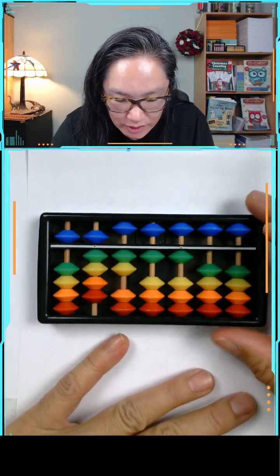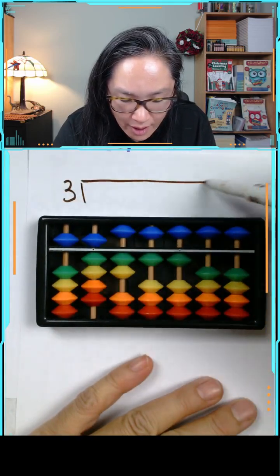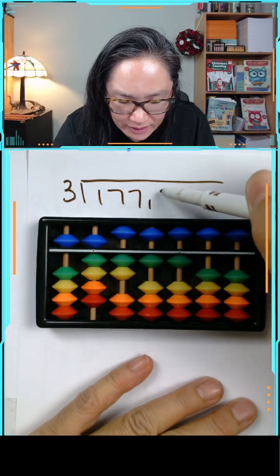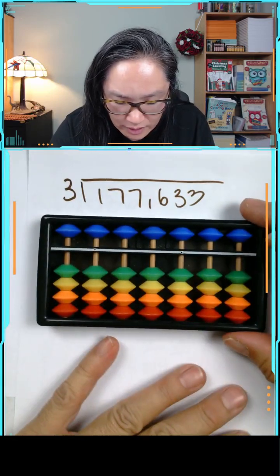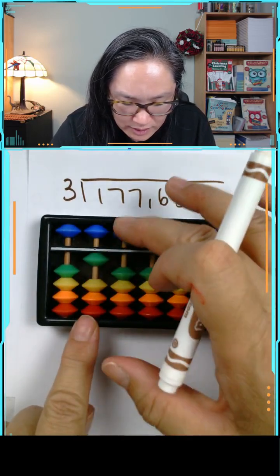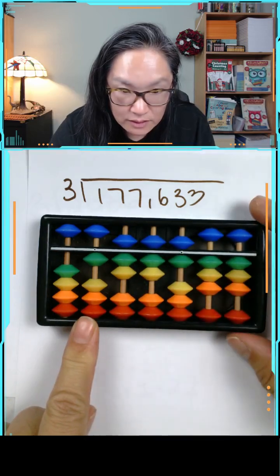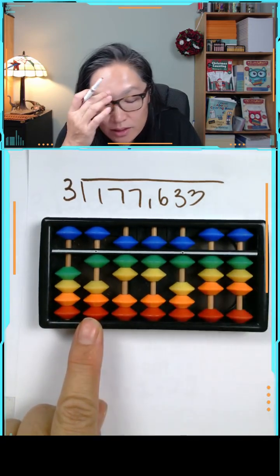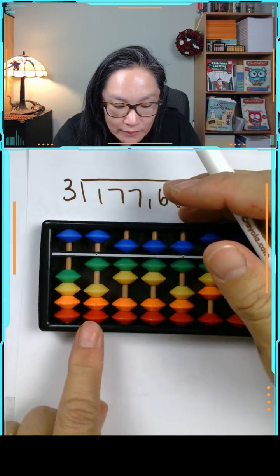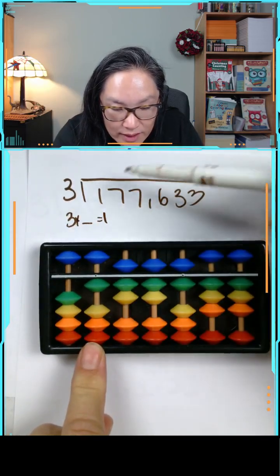We're not doing double-digit math. We're doing 3, 1, 7, 7, 6, 3, 3. So we put the dividend on our abacus. We do 1, 7, 7, 6, 3, 3. Right, Michael? Does that make sense? Because we have to recognize that there's a 0. So then when we do this, it's 3 times what is equal to 1.